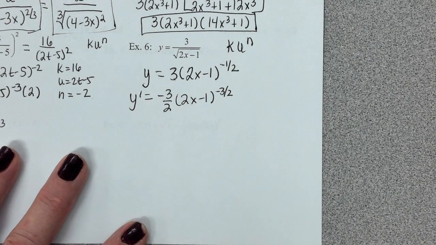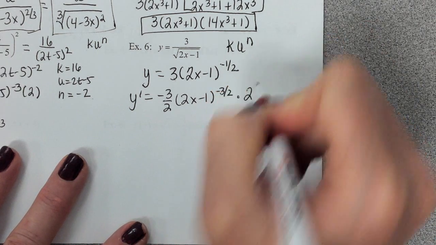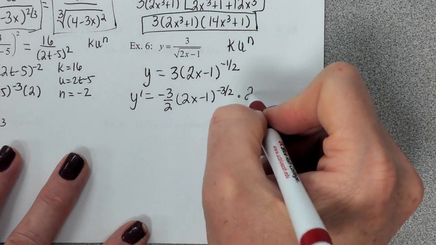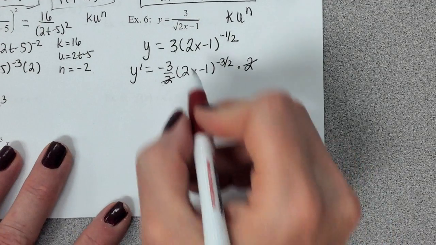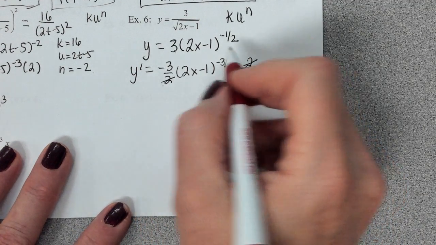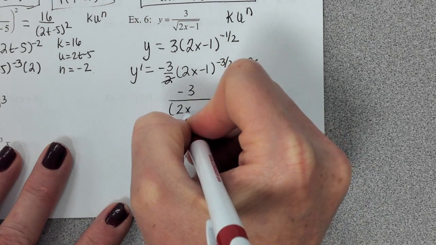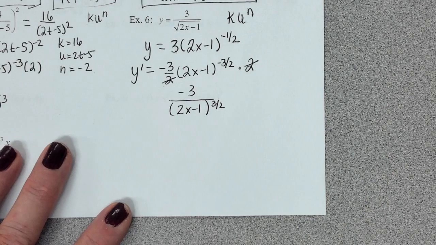Don't stop there, because what do I have to do? Times u prime, which is 2. So now I'm going to have 2 divided by 2. Those are going to cancel. And now it's just a matter of rewriting it. No negative exponents, so I'm going to have negative 3 over 2x minus 1 to the positive 3/2.